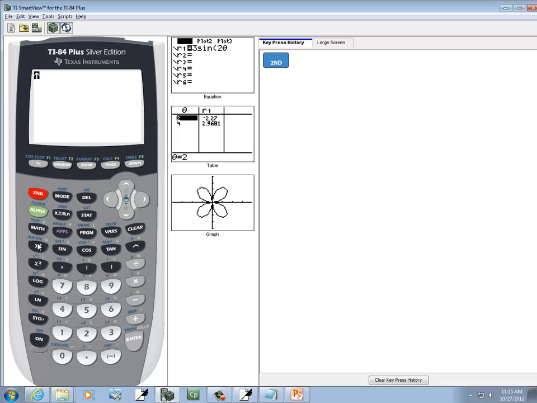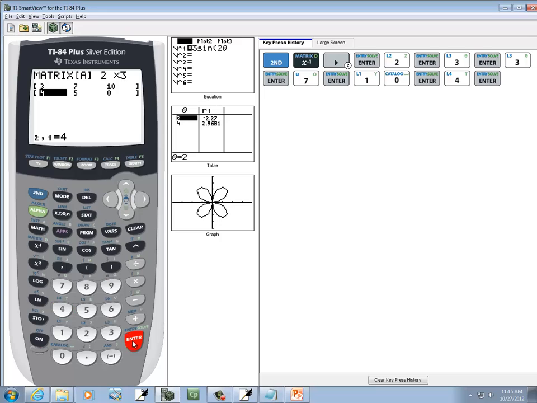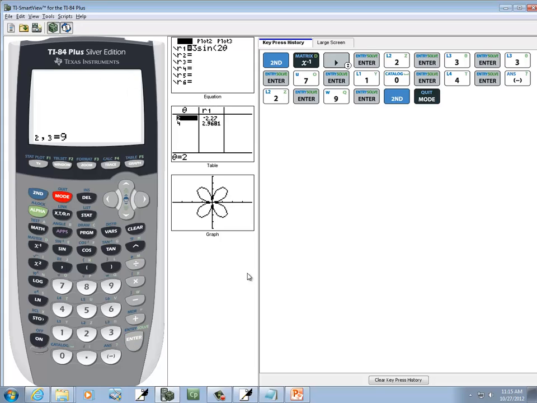So we'll do second, x to -1, go over to edit, enter on A, rows by column, so this is 2 by 3, and we got 3 enter, 7 enter, 10 enter, 4 enter, -2 enter, and 9 enter. Exit out, so that's inputting our matrix in.